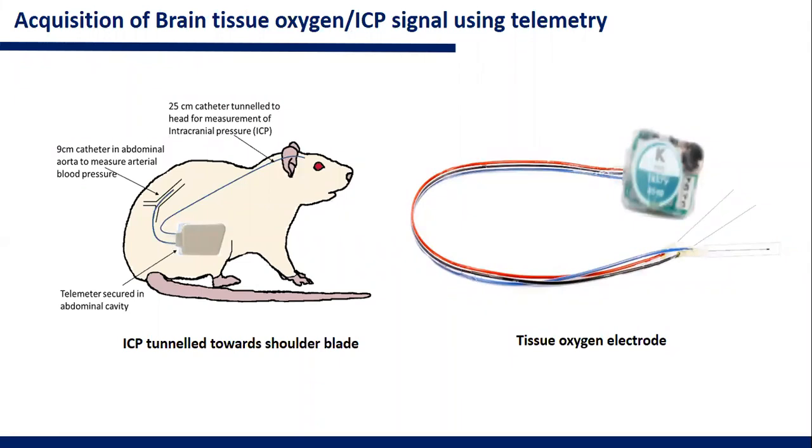Now, the oxygen telemeter was fixed in the abdomen along with the blood pressure telemeter. So as you can see, the blood pressure telemeter was fixed in the abdominal cavity, and it has a short catheter and a long catheter. The oxygen telemeters were also fixed along with the blood pressure telemeter in the abdominal cavity to record the ICP and tissue oxygen signals. The long catheter for ICP, and the oxygen electrodes were tunneled subcutaneously via a hollow stainless steel rod to the skull, as you can see from the left side of the figure.